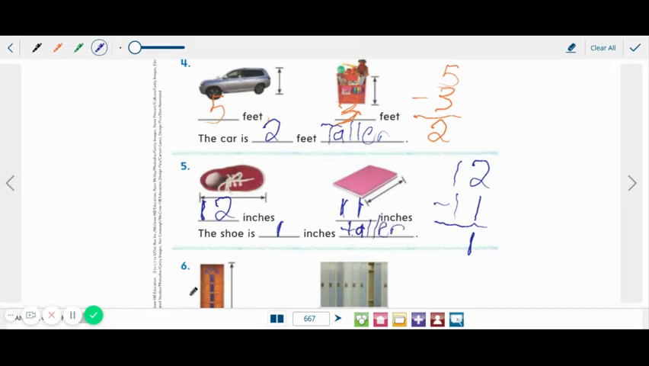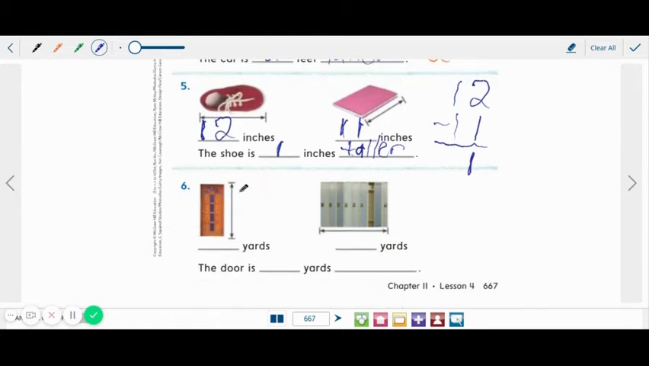All right, moving on to number 6. We have a doorway here, and then we have some lockers. And then we're not using inches or feet anymore, we're using yards. All right, so give me one. All right, so I took some measurements of my door already, and that one is coming out to be 2 yards.